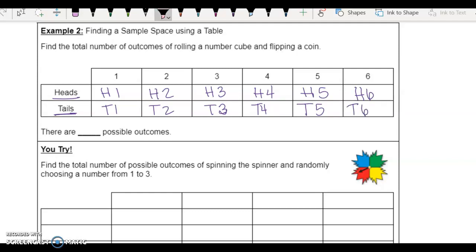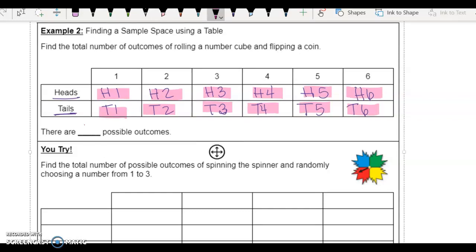So how many possible outcomes are there? We have 1, 2, 3, 4, 5, 6, 7, 8, 9, 10, 11, 12. So we have 12 possible outcomes.